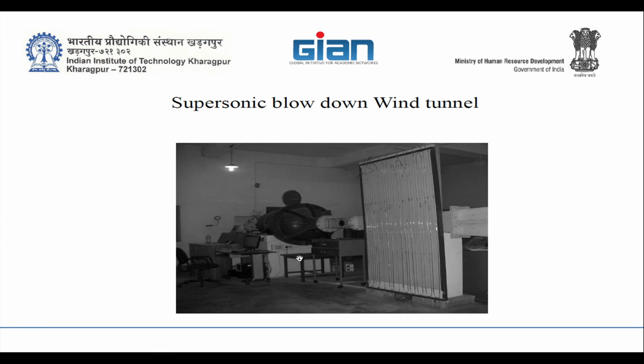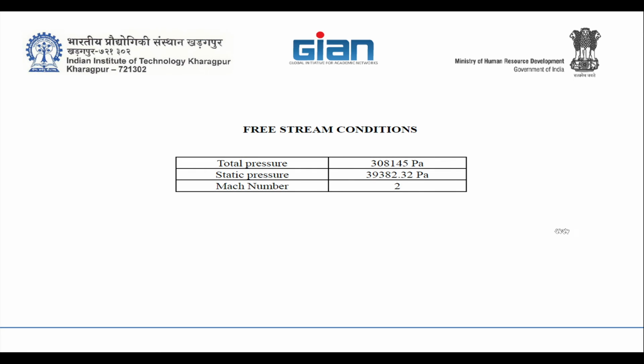All the experiments we have conducted in the supersonic blowdown tunnel, with free stream conditions of total pressure of 3,08,145 Pascal, which gives a Mach number of 2.